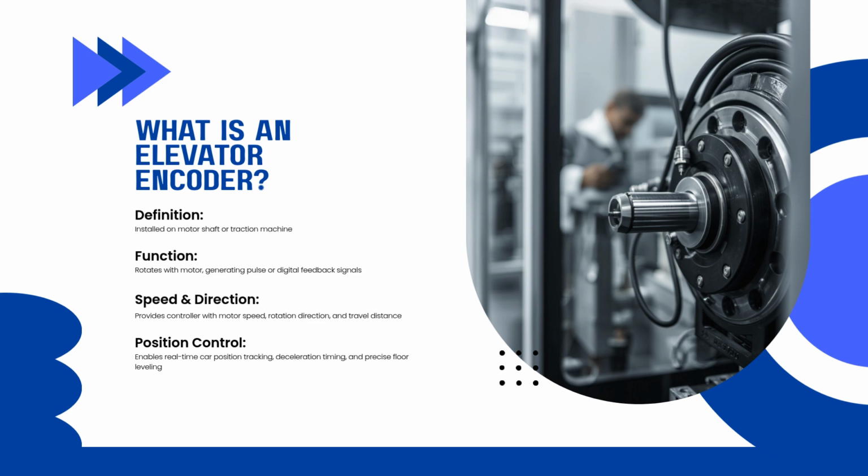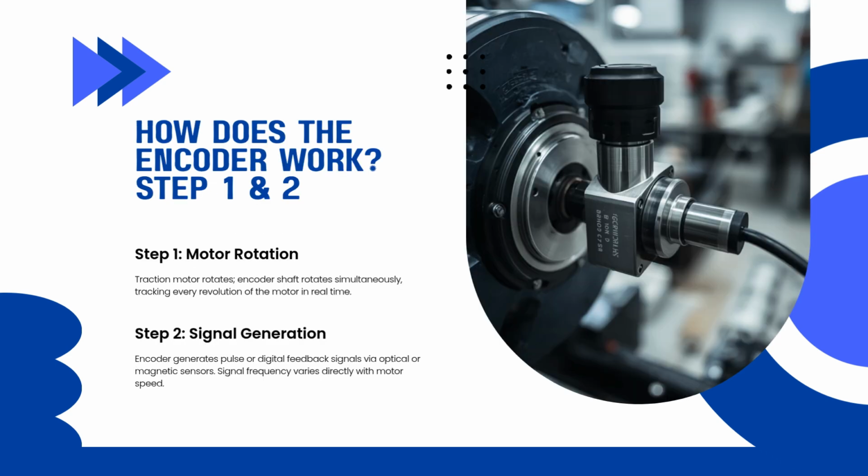So the encoder is not only measuring rotation. It is part of the elevator's motion feedback infrastructure. The controller uses encoder signals to check whether the elevator is following the intended speed curve, travel profile, and stopping logic. This is especially important during final deceleration and floor leveling.